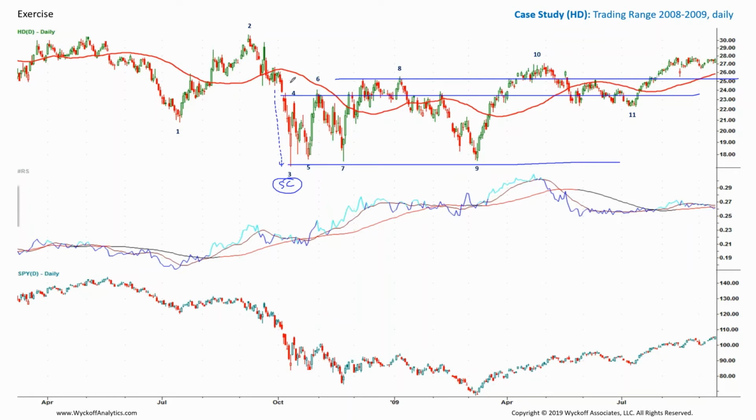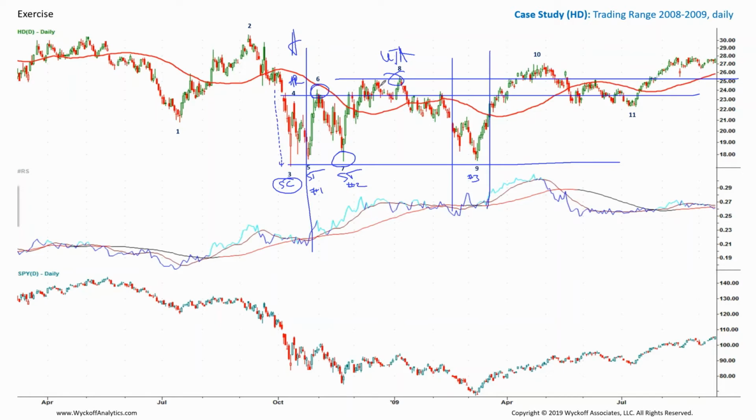And so your 4, AR, your automatic reaction. 5, secondary test. There's your phase A. Okay. Yeah. Test in B. Yep. 7, upthrust. 8, secondary test. What about 9? 9, I guess that's your third secondary test. So that could be your phase C at 9.